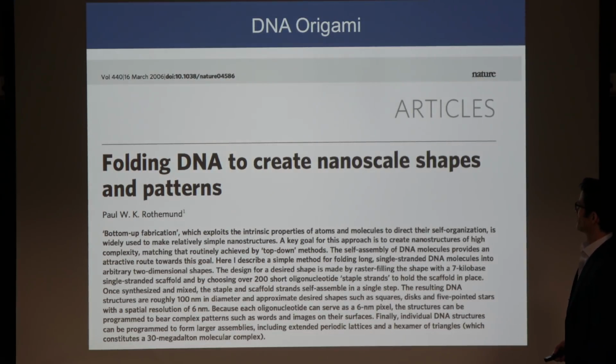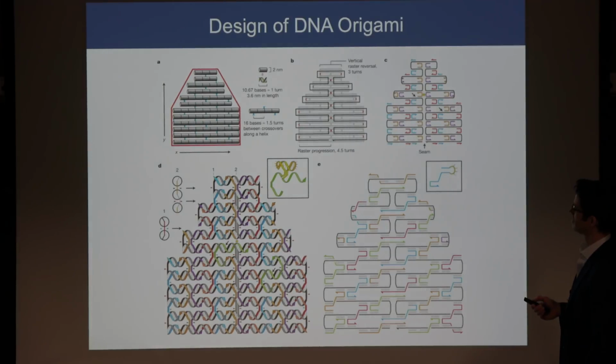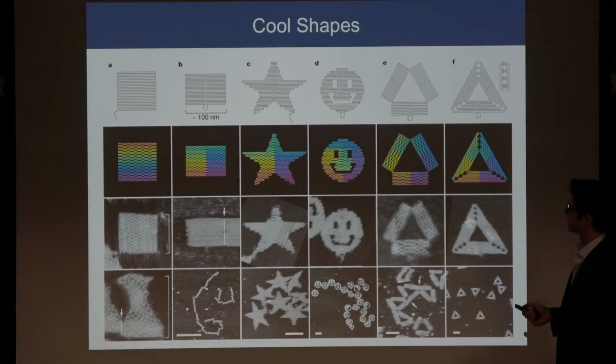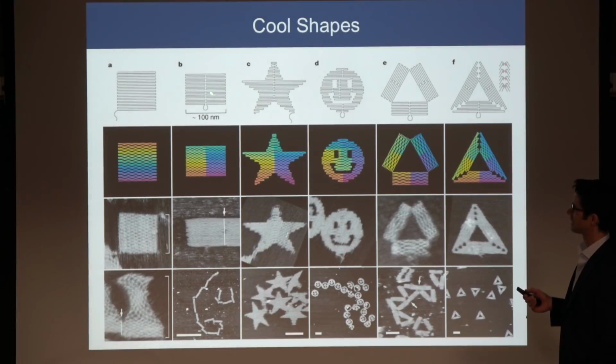Okay, so we can make, this is an oldie but goodie, DNA origami to create nanoscale shapes and patterns. And the idea is if you take a DNA and you take some DNA staples that are just short polynucleotides that bind to specific segments, you can program in a computer the two-dimensional shape that this DNA is going to fold into. And you can create things like squares, two rectangles together, stars, smiley faces, triangles, and other kinds of triangles. This is the coolest thing ever.